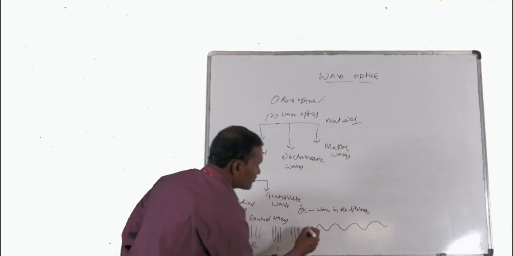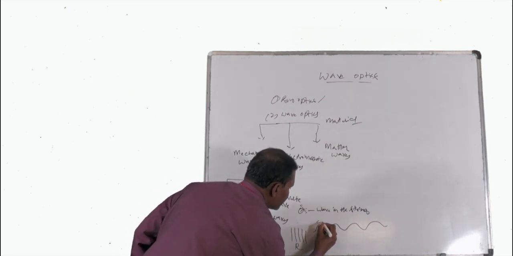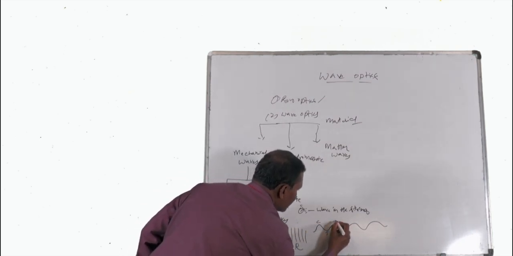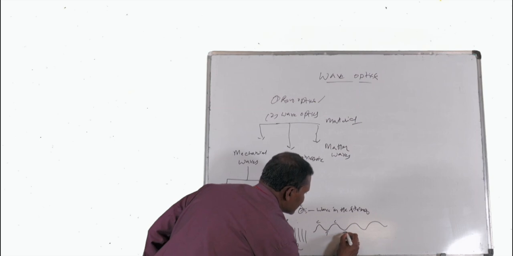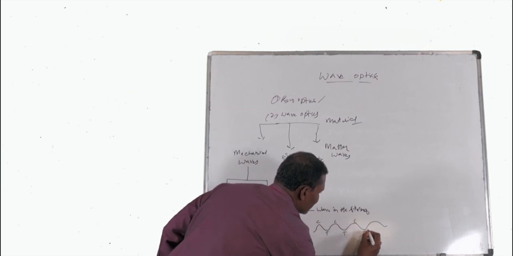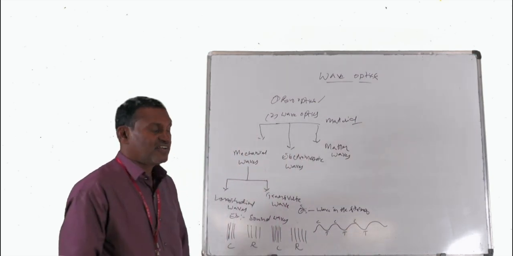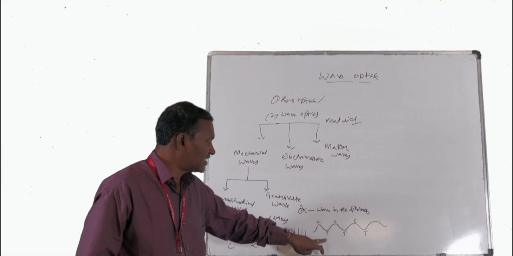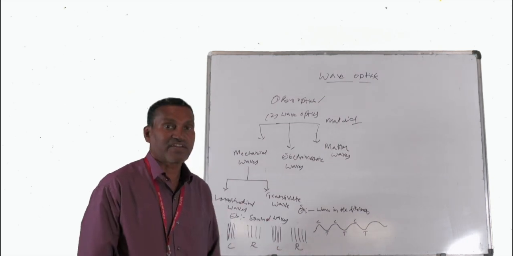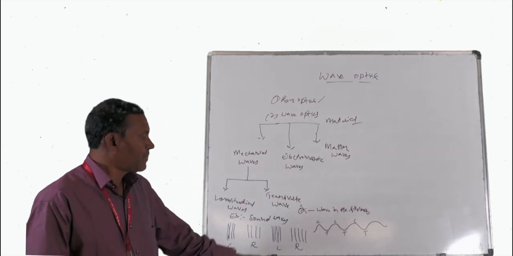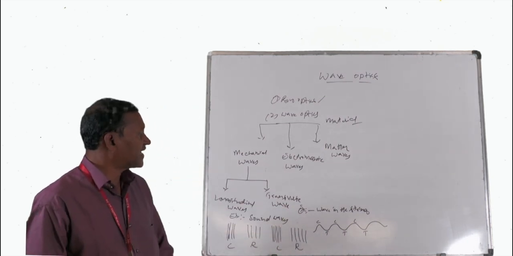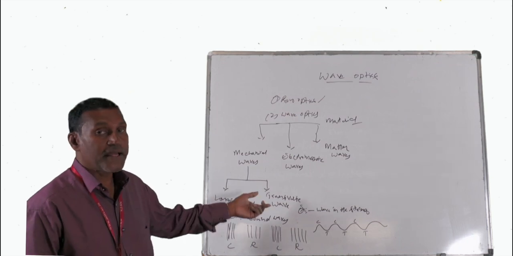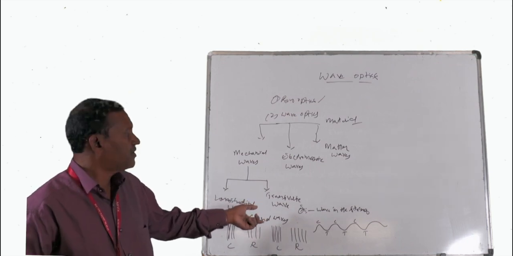In a transverse wave, we can see this is the crest and this is the trough, and this is the crest and this is the trough. Crests and troughs are formed. So this is called a transverse wave. These are called mechanical waves.